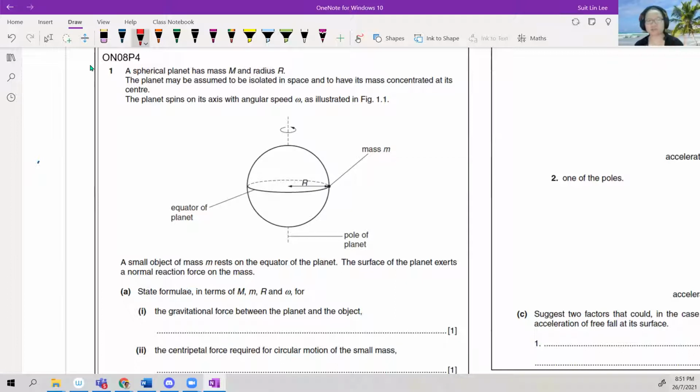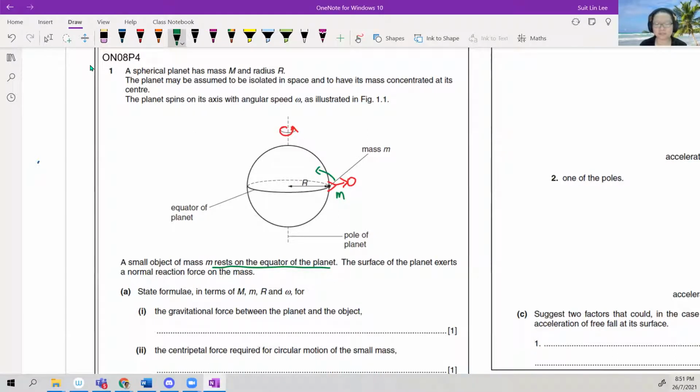Let's say you have a sphere and the sphere is rotating, and imagine you are standing on the sphere, of course not drawn to scale, because if you were this big, I don't know what you are, Godzilla. But you are also rotating together with the Earth. So this is the small object of mass m, this is you, mass m, at rest on the equator of the planet. The surface of the planet exerts a normal reaction force on the mass.